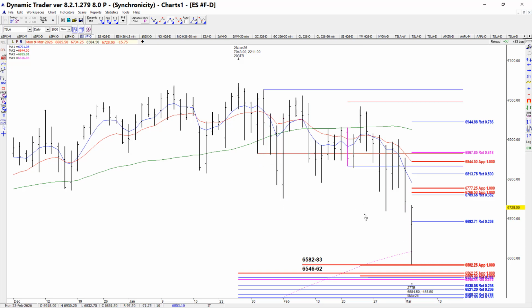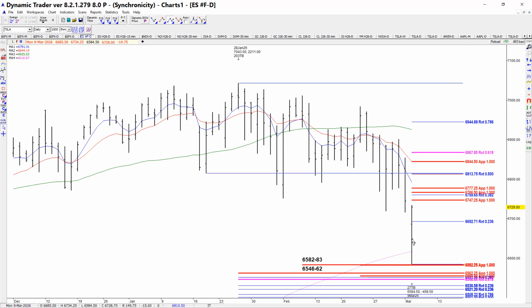I could make a case for the bulls or the bears right now. We did come back above that 200 simple, which means we could make a case for the bulls. But because we're below the 50, which is that green line, and the 5 is below the 13, we are still vulnerable to the downside. So please be aware of that.